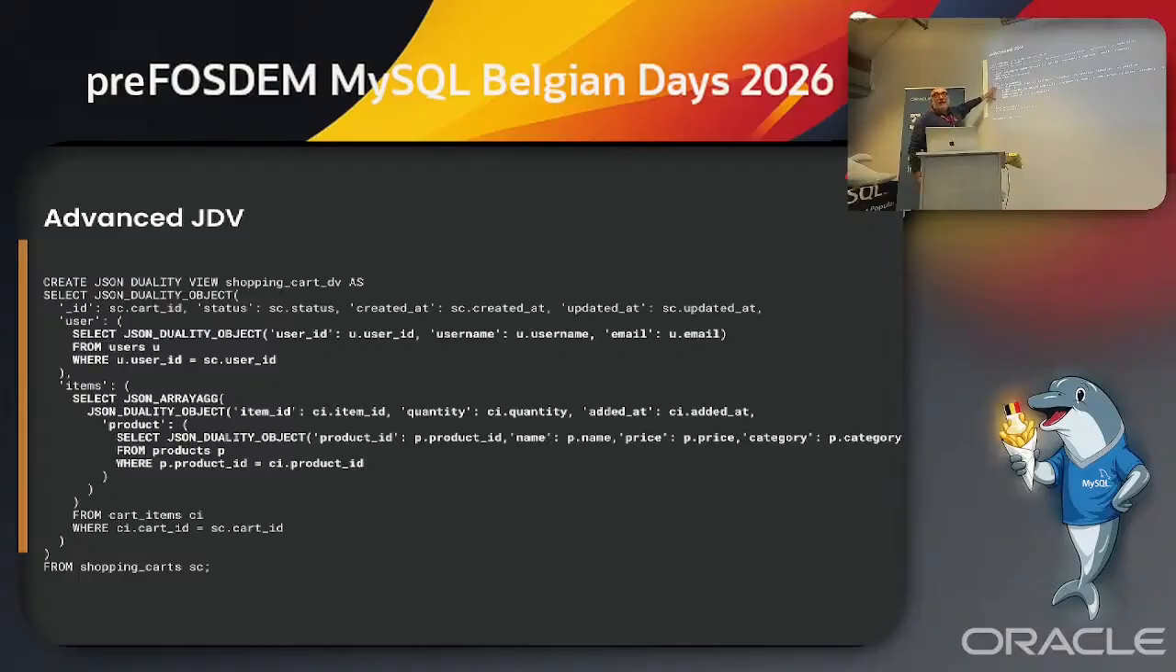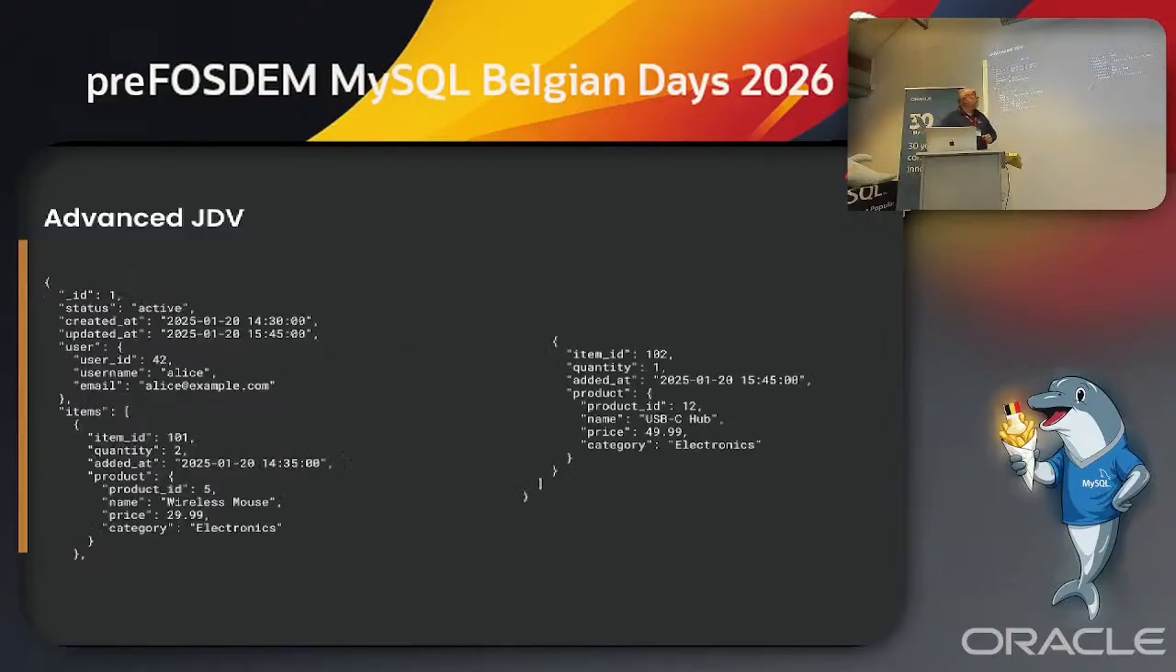And here for the items, as I have multiple items, instead of retrieving the items into just one object, what I do is I create an array of objects. Okay. Then I join the cart ID with the identifiers in the cart items. And this returns a shopping cart. So I have the status of the shopping cart, when it was created, the user, the items in the shopping cart.